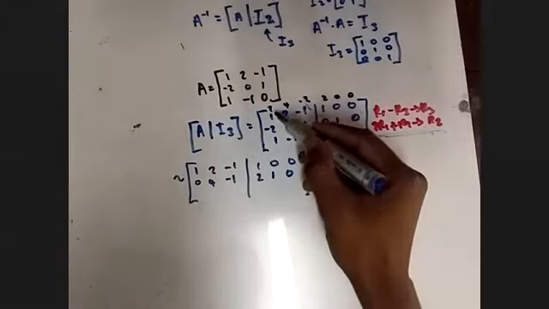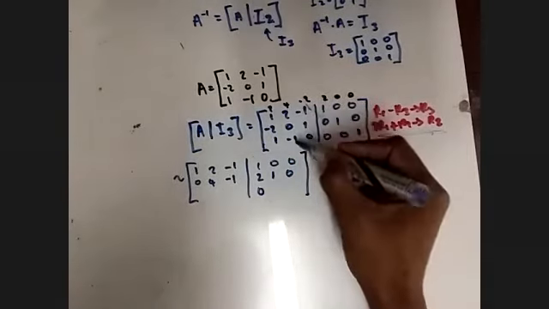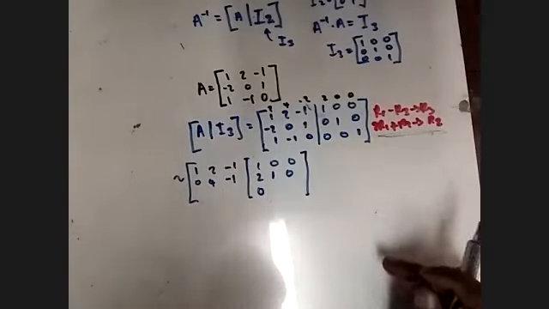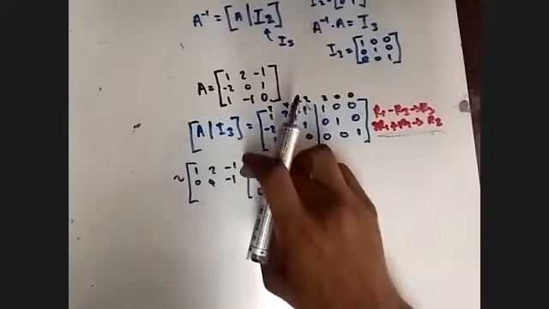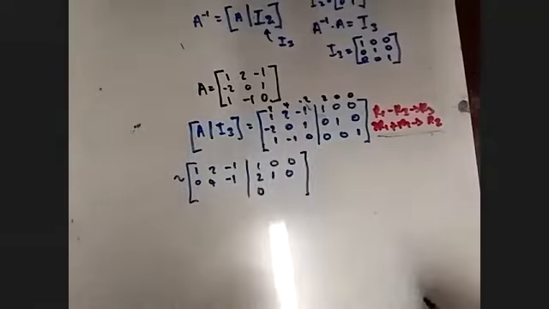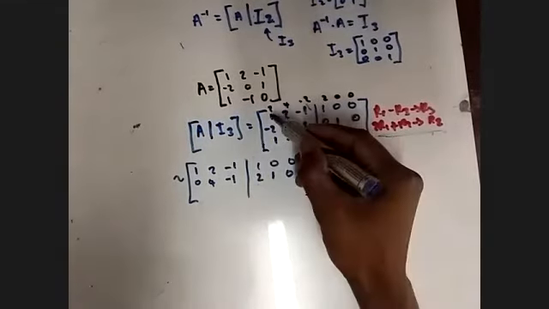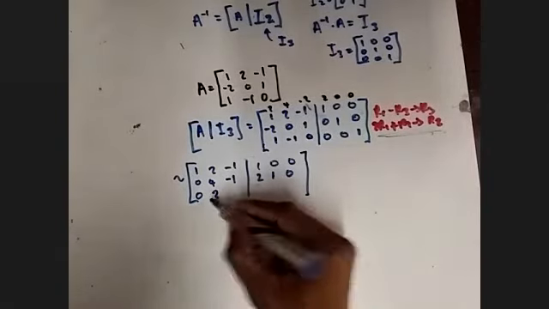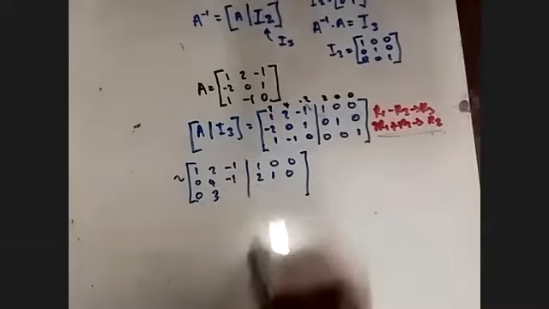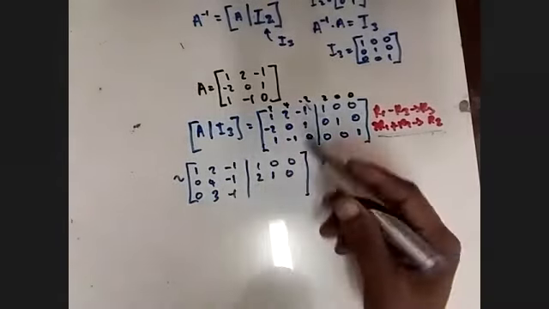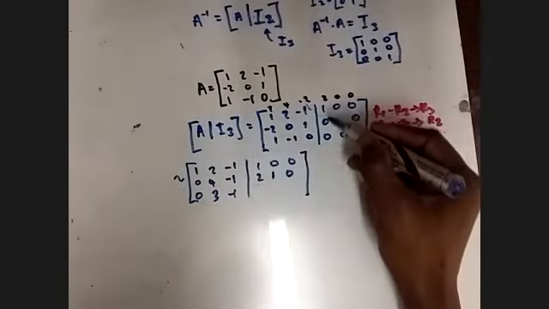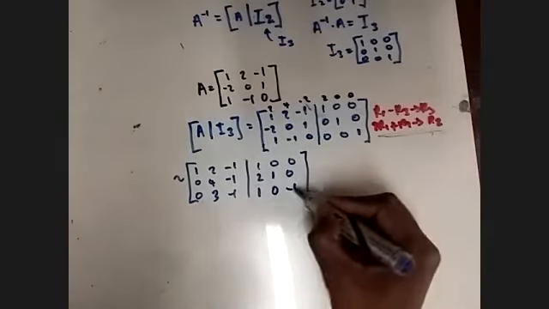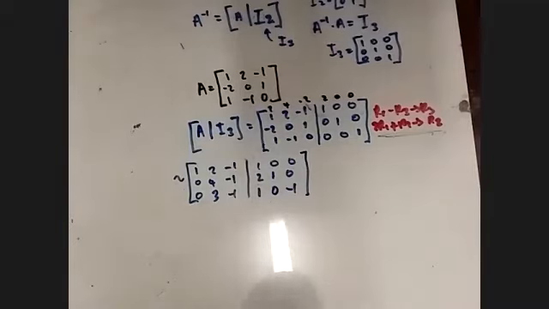Let us find our R3. 1 minus 1 is 0. 2 minus minus 1 is 3. Oh, I didn't see this, sorry. Okay. I said 1 minus 1 is 0. 2 minus minus 1 is 3. And then minus 1 minus 0 is minus 1. And then this minus that is 1. 0 minus 0 is 0. 0 minus 1 is minus 1. So this is what we have here.